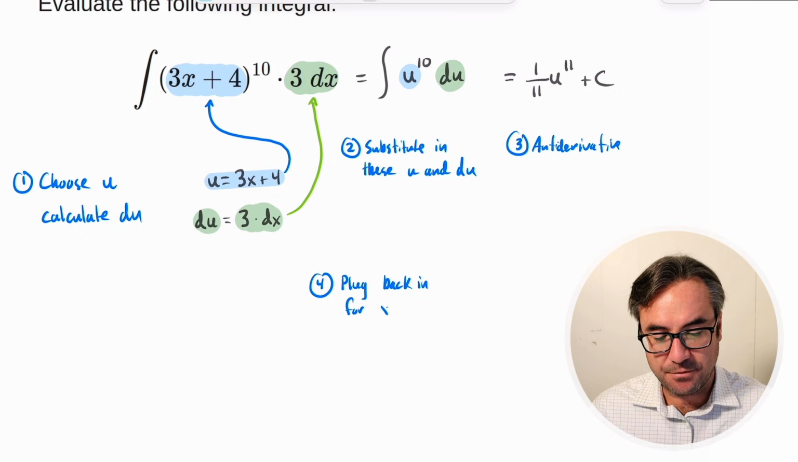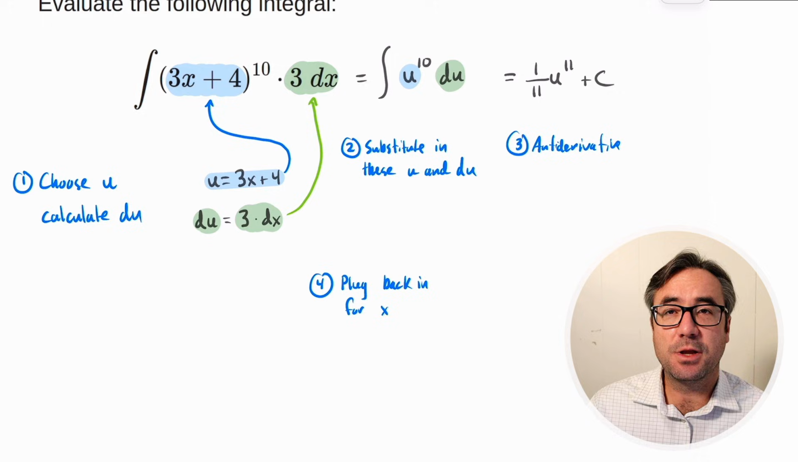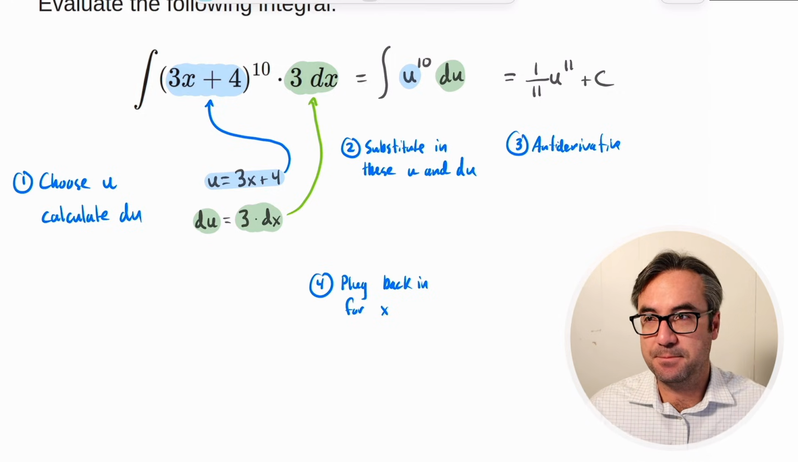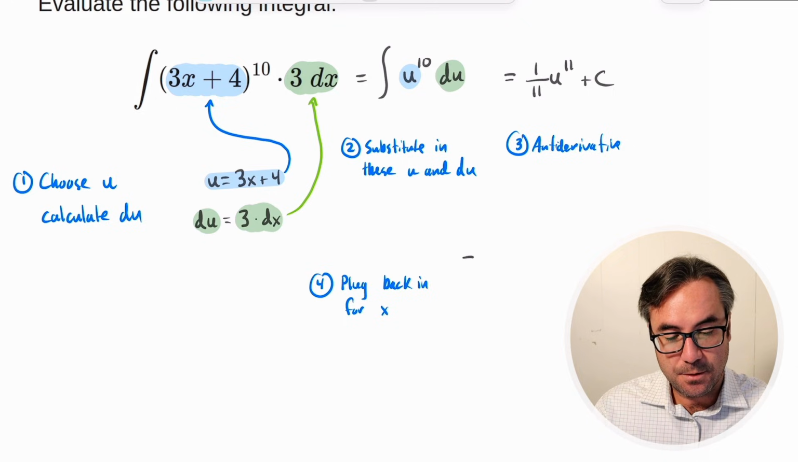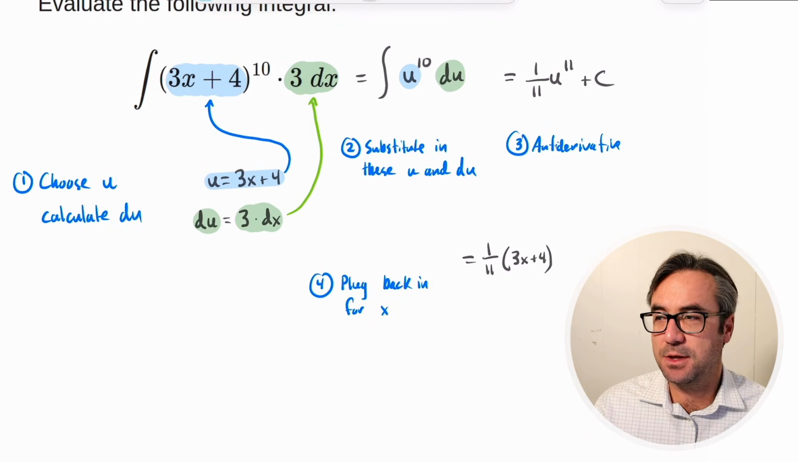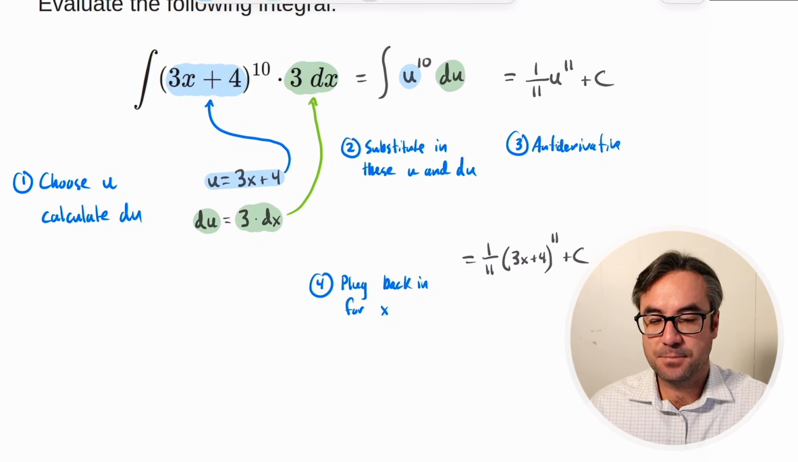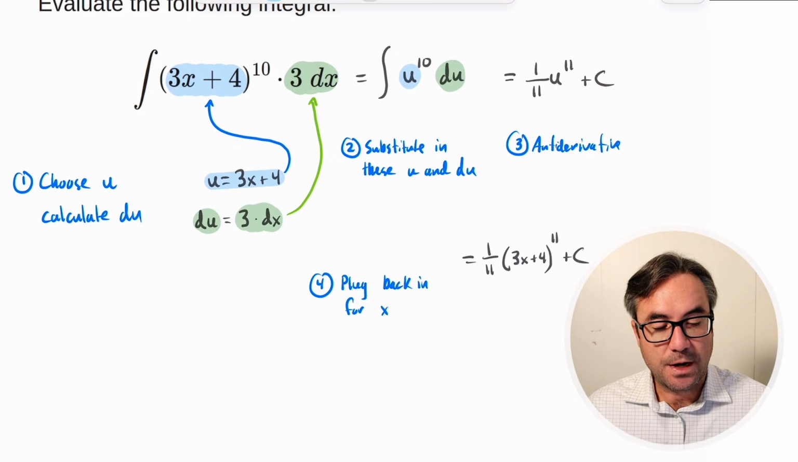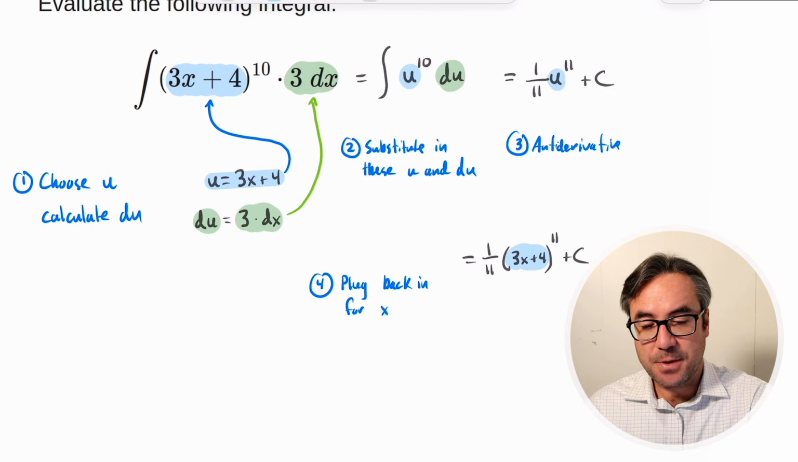So we're going to plug back in for x. All right, so we know what u is, and it's 3x plus 4. So we're just going to fill that in. So we had the 1 over 11, and then instead of u, we're going to write the parentheses 3x plus 4, and then raised to the 11 plus c. So we're kind of converting back there. And that's our antiderivative.